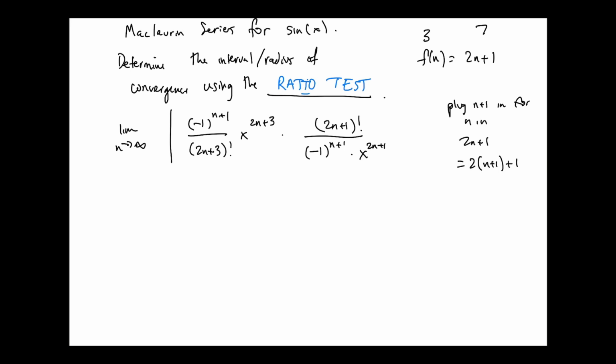n plus 1 in for n inside the formula 2n plus 1, well, then I really have 2 times parentheses n plus 1 plus 1. When I distribute everything and collect, what do I get? 2n plus 3. So that's why it's 2n plus 3 on the first thing, because I've replaced n with n plus 1, but that makes 2n plus 1 turn into 2n plus 3. Okay, are we clear on that?